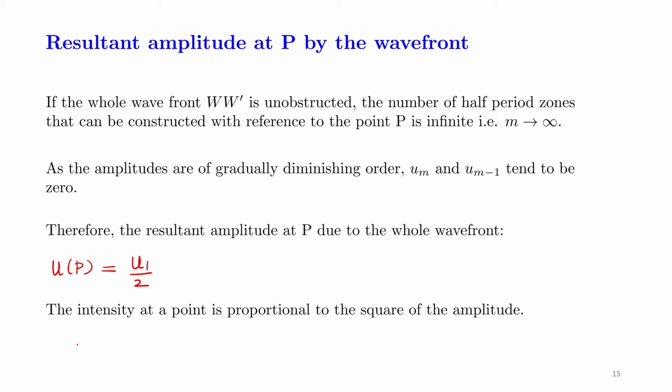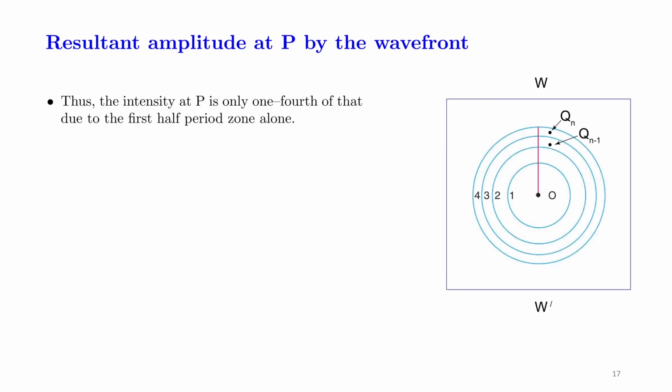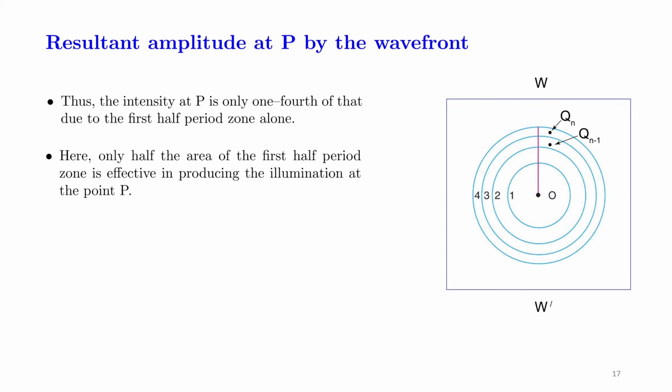The intensity at a point is proportional to the square of the amplitude, and I is proportional to u1 square divided by 4. And this is an important result. We see that the intensity at P is only 1/4 of that due to the first half-period zone alone. Here only half the area of the first half-period zone is effective in producing the illumination at point P.